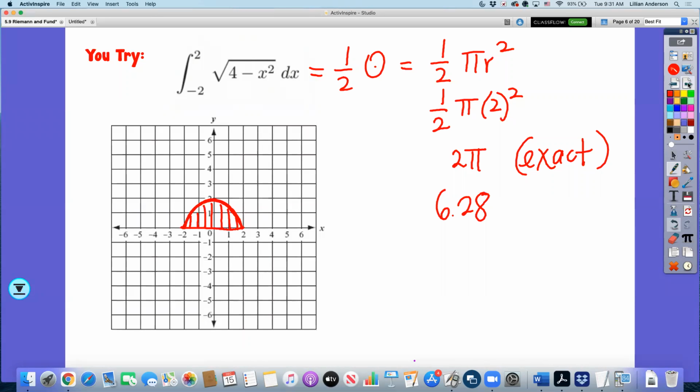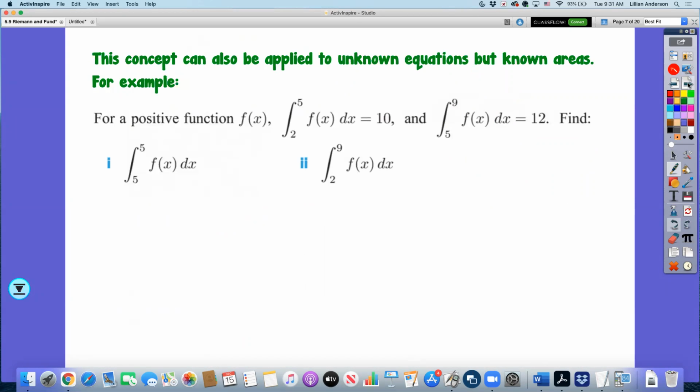You could also do this using the integral when you don't know the equation, but you know the areas. Okay, you can use the same definite integral to find the area underneath the curve when you don't know the equations, but you know the areas. So for example, a positive function f of x from 2 to 5, some function, the area is 10. And then from 5 to 9 on that same function, the area is 12.